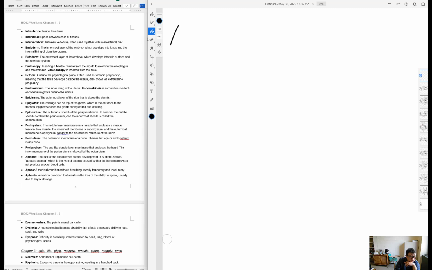Aplastic. A means no. Plastic means changing or generating. So no generation. Aplastic in many cases is associated with anemia.